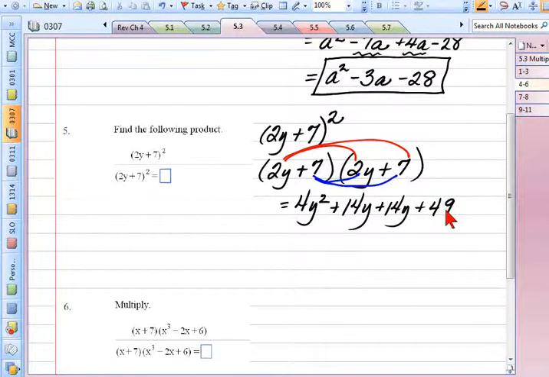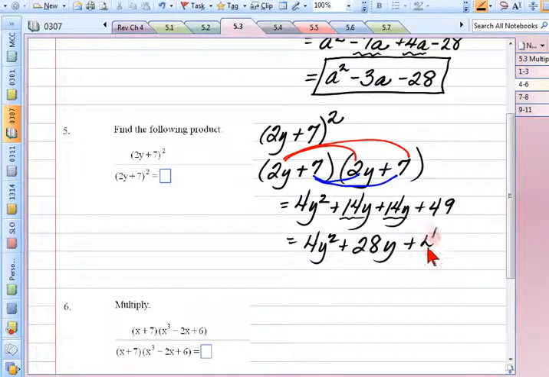49. Now, something happens when you square a binomial. When you distribute, the last term of the first group is identical to the first term of the last group. That's always going to happen. I just wanted to point it out to you. And do you agree that those are like terms? Yes. So I'm going to end up with 4y squared plus 28y plus 49. Try to remember that we've talked about that when we get into lesson 5.4. Okay?